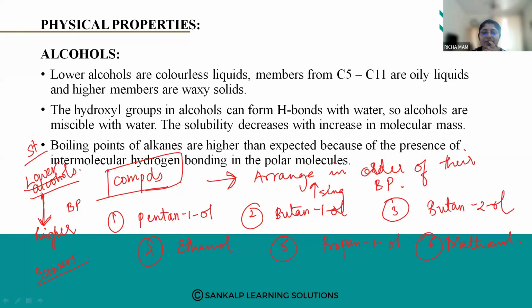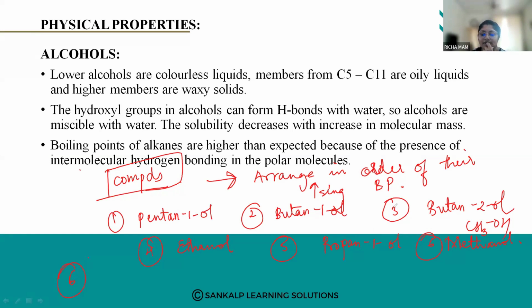Can you tell me the numbers? How will you arrange it in increasing order? Considering the number of carbons, increasing means from lowest to highest. First will be the sixth one, methanol. Very good. So let me write it as 6. Boiling point will be lowest in this case because the carbon atom is only one, CH3OH, methanol.